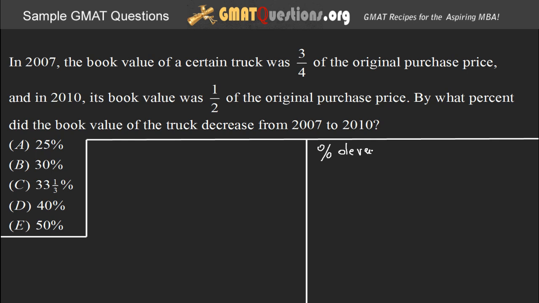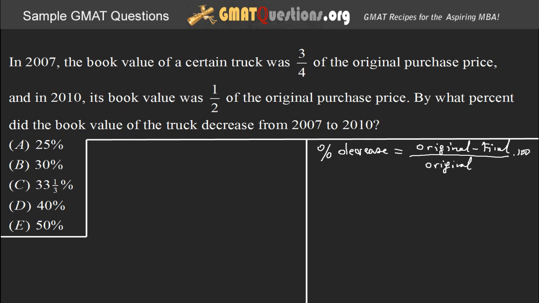So we're going to write original first minus final over original. Now again, times 100. You still have to have the 100 there.